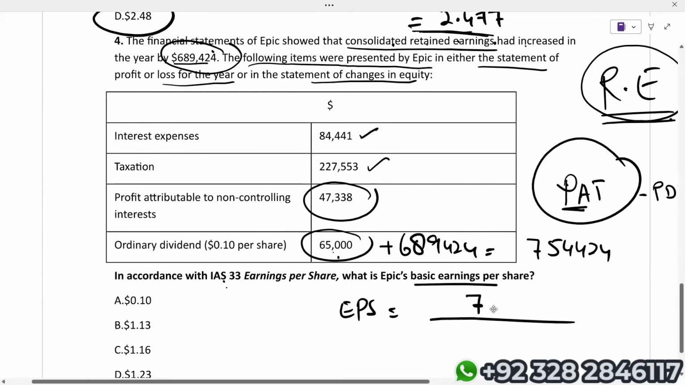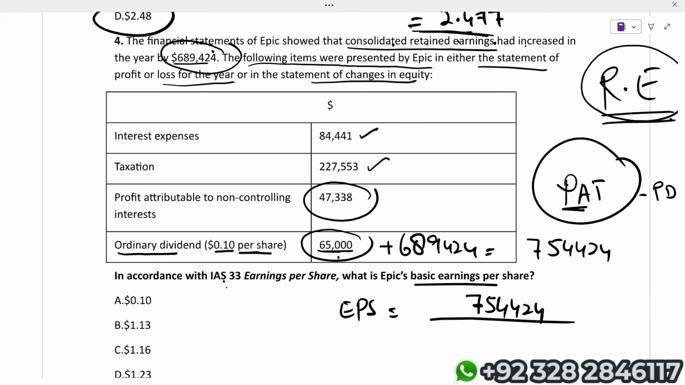Distributable earnings, 7,54,424, divided by ordinary shares, the weighted average ordinary shares. But in the question, we do not see any shares which they have issued. So simply, look at this. It is the ordinary dividend. Try to understand. It is 0.10 per share, and this is the amount of ordinary dividend.